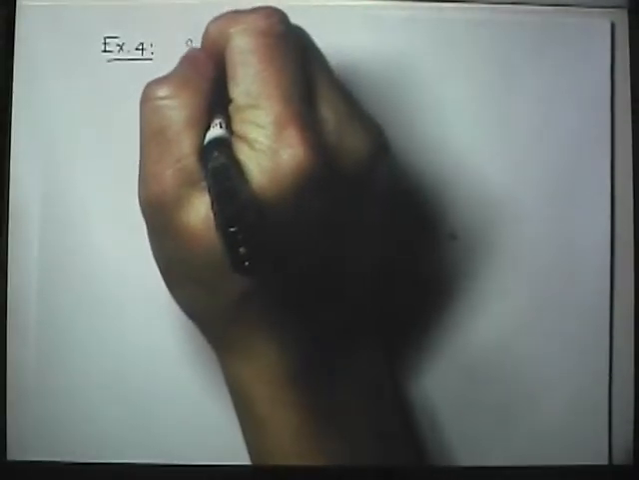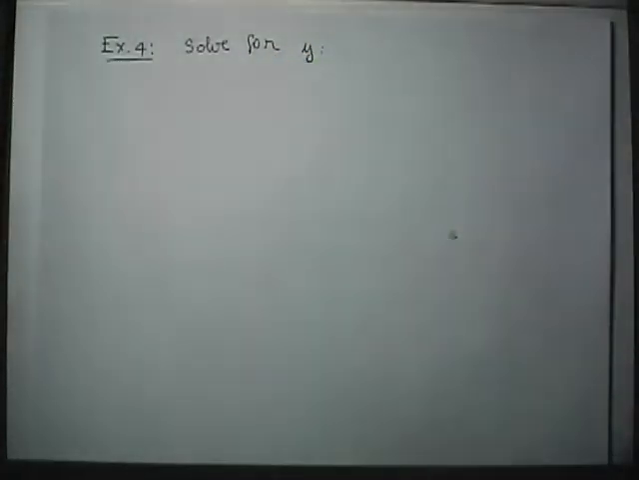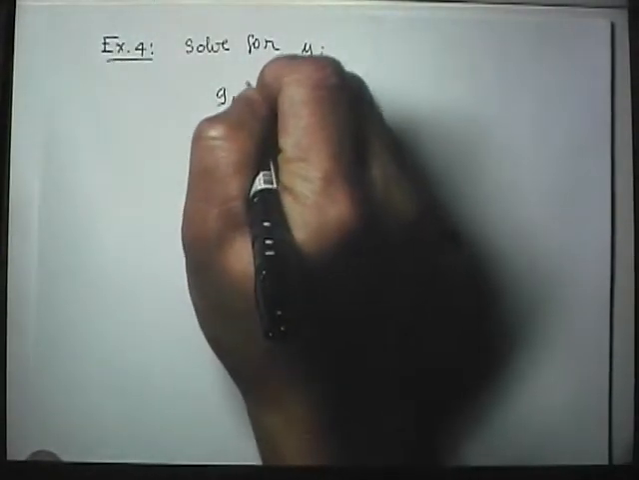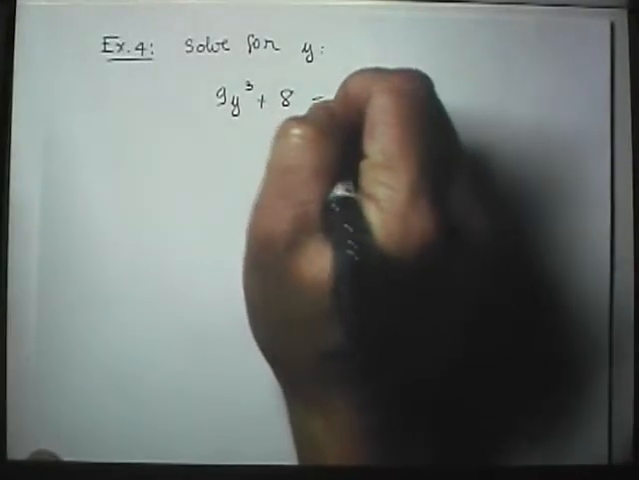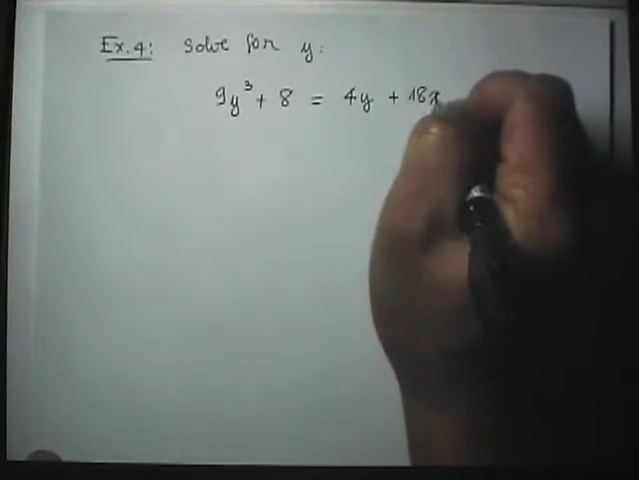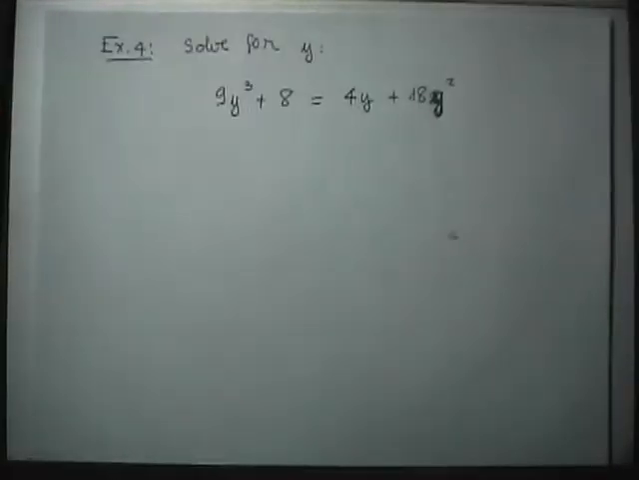Let's now look at example number 4. I'm getting tired of using the x, so why don't we solve for y? I'm going to use the letter y as the variable to solve for this time. So my equation appears to be 9y cubed plus 8 equals 4y plus 18y squared. Sorry, I mean 18y squared. Okay, so there's a y squared. So this time we're solving for y.